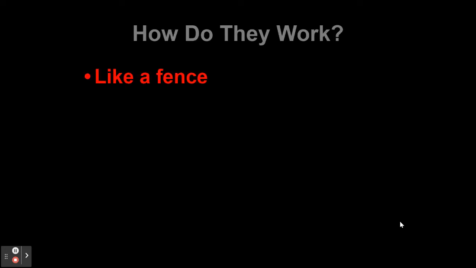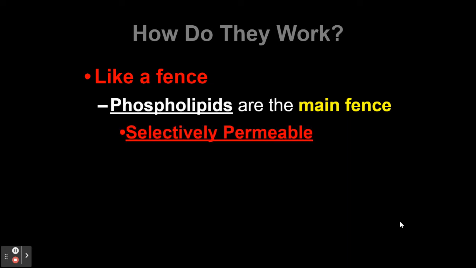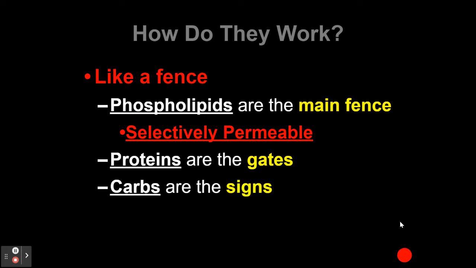So, the way I think you should think about this is think of membranes like a fence. The phospholipids are like the main part of the fence, kind of the pickets. They are selectively permeable. Certain things can move across. Proteins are like the gates. They allow other things to be able to move across that fence that we really want. And then finally, the carbohydrates are like the signs that let people know what's going on.